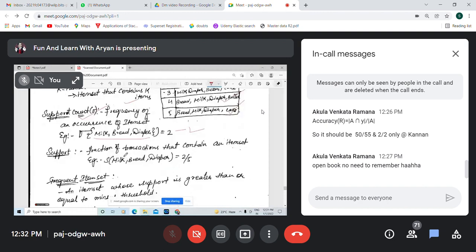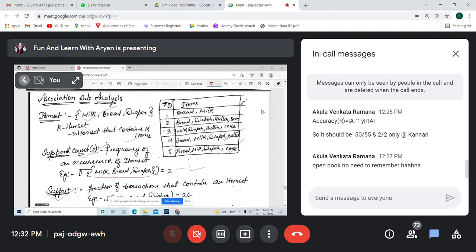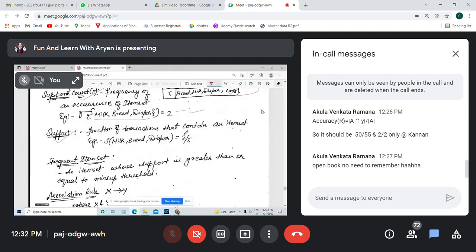Now, if they want you to calculate the fraction of transactions, what is your support? That is the fraction of transactions that contain an item set. Fraction means out of the total. How many are total? 5. How many do you have with this item set? 2 by 5. That is your support.